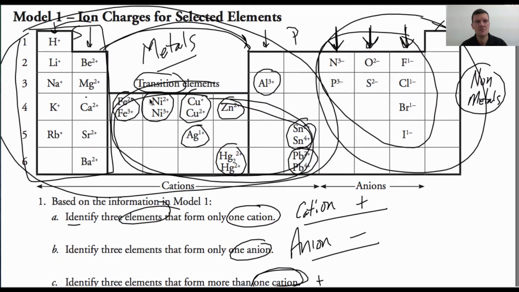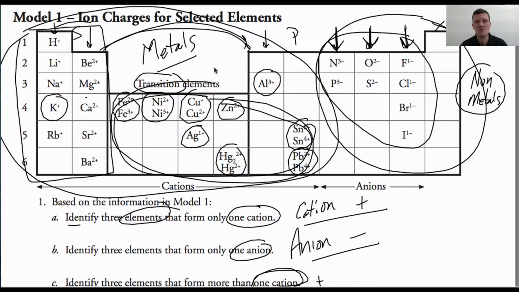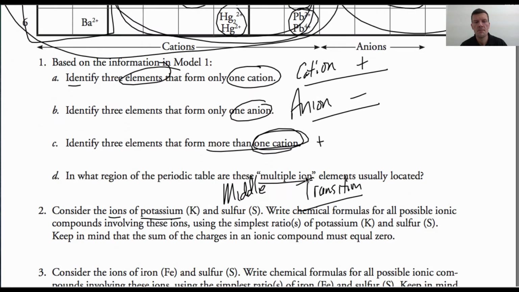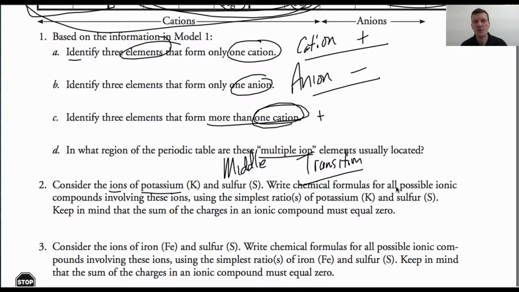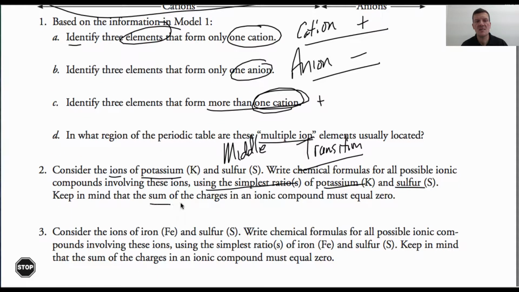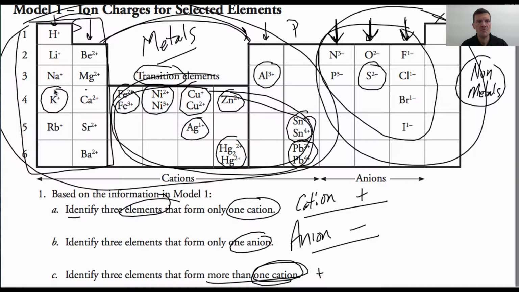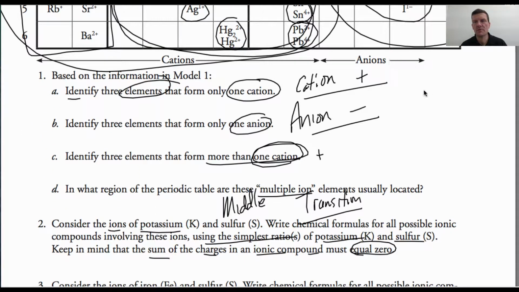So potassium over here, sulfur over here. Write chemical formulas for all possible ionic compounds involving these ions using the simplest ratio of potassium and sulfur. Keep in mind that the sum of the charges in an ionic compound must equal 0. Here's what they mean. If potassium and sulfur were to combine to form an ionic compound, here's what happens.